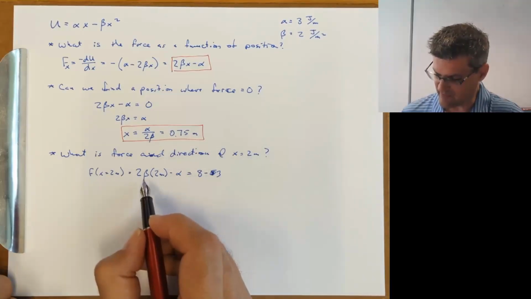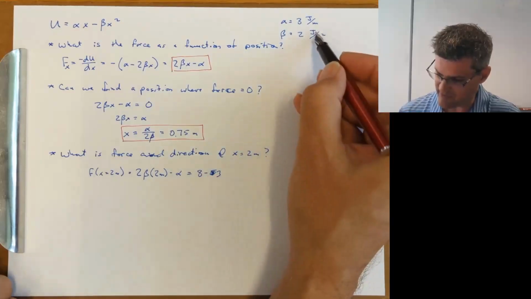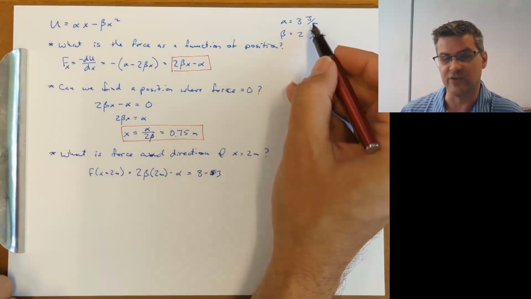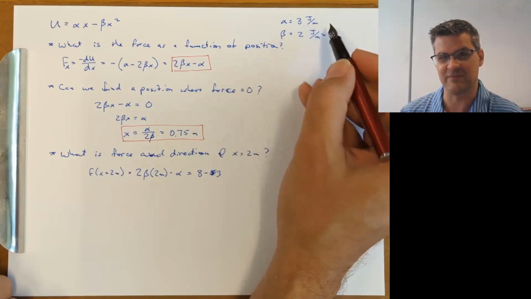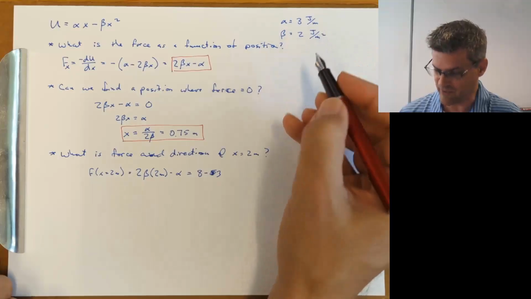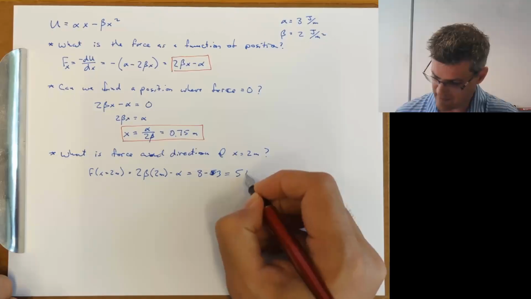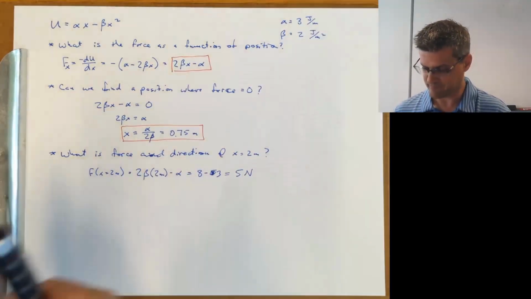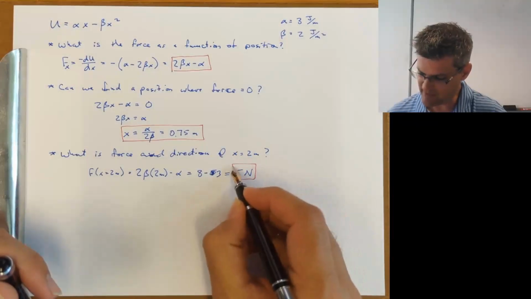Now, what are the units of this? Beta is joules per meter squared times meter, so this is a joules per meter. Alpha is a joule per meter. Joule is a force times a distance. Force times distance divided by distance, this is a force. This is 5 newtons. So it really does have the correct units.